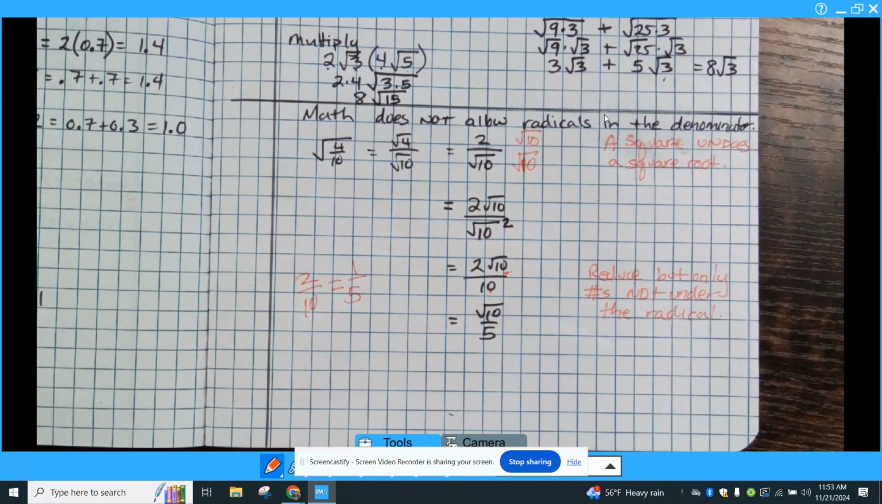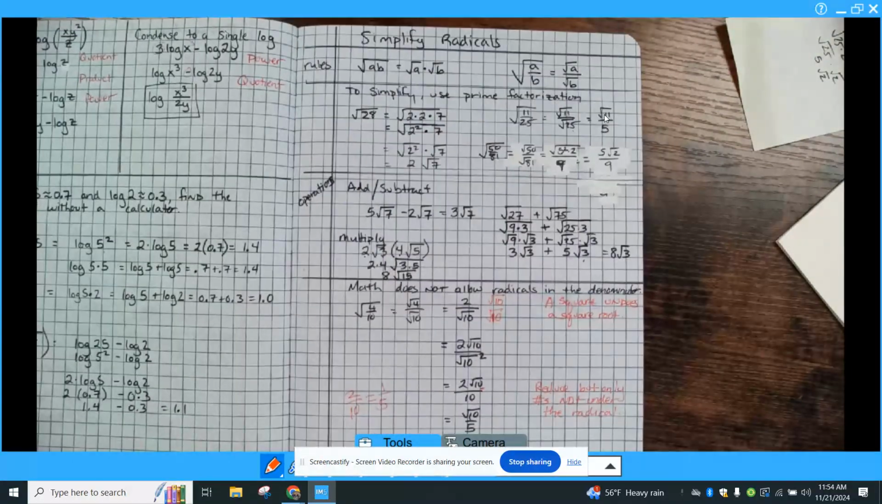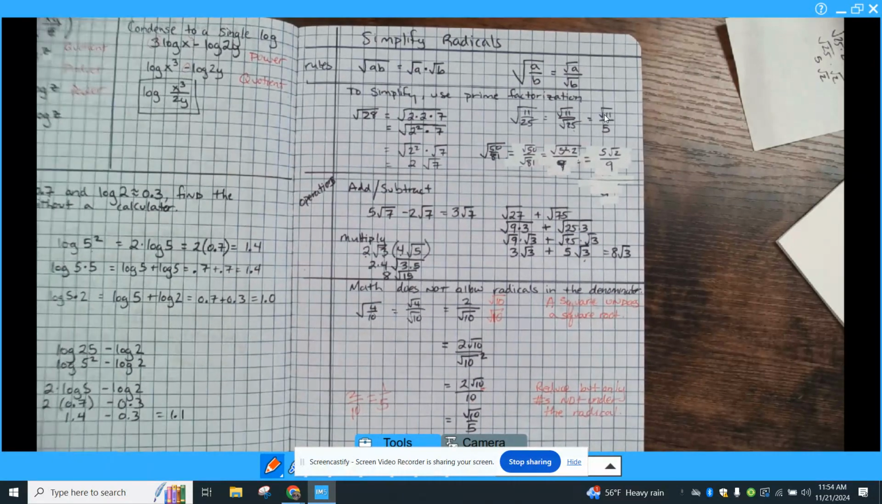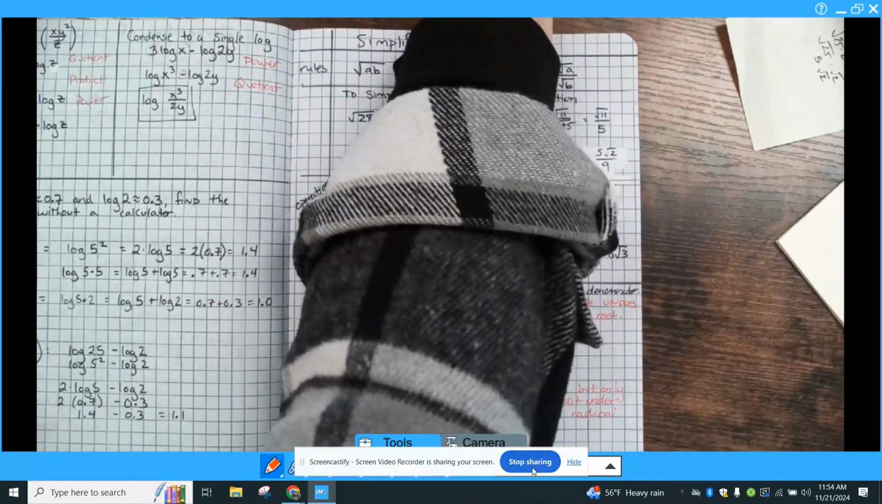Okay, so that's how you would simplify radicals. You guys will need this for the quadratic formula, and when we get into higher degree polynomials. So make sure you have it.